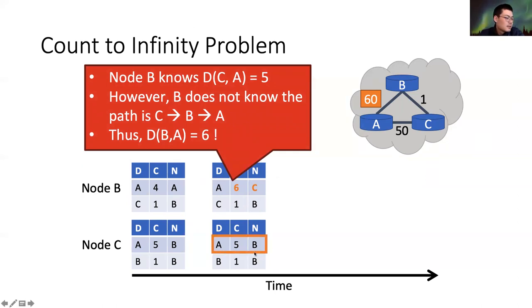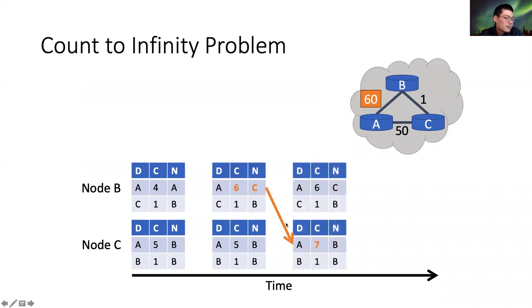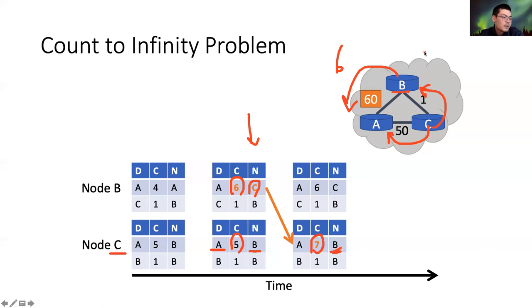Because of the update of this 6, it will be propagated to C again. So let's see what C will see. C originally thinks C can go to A via B at a cost of 5. Now B tells C, I go to A with a cost of 6. Actually, this 6 is routing through C, but assume we just look at the cost, not the next hop. This means C can first go to B with cost 1, and then B to A with cost 6. So C will update this to 7, and the next hop is B.